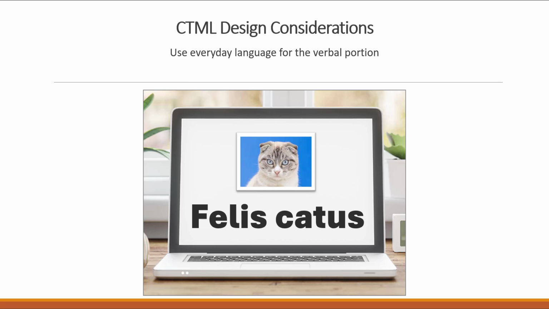Use conversational, everyday language as much as possible to reduce intrinsic load. Learners will not have to decipher jargon or complex technical terminology while also learning a new concept.